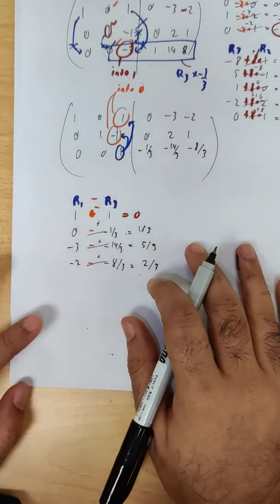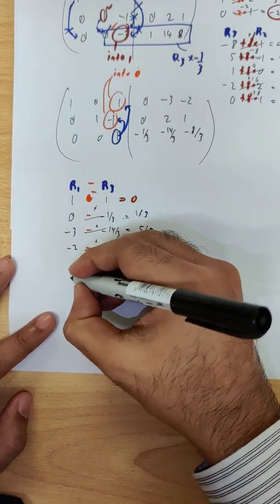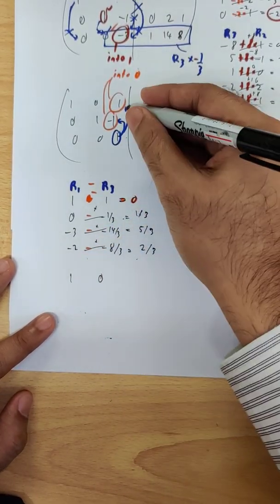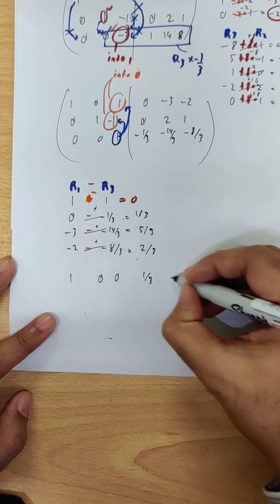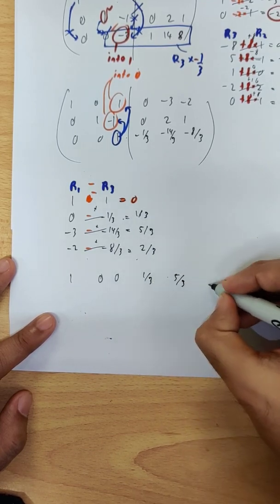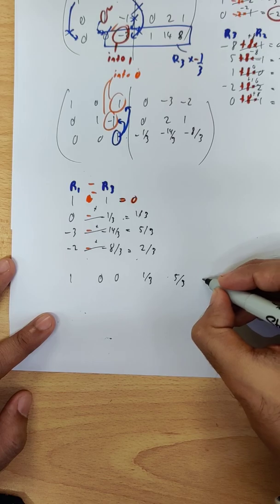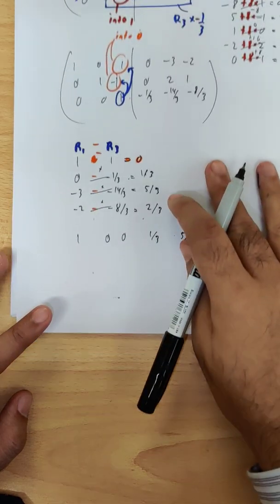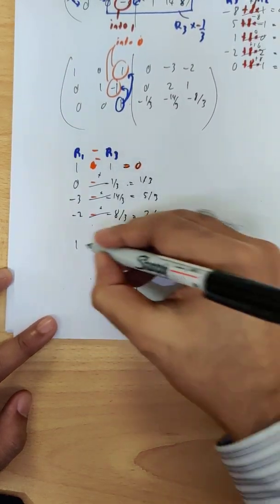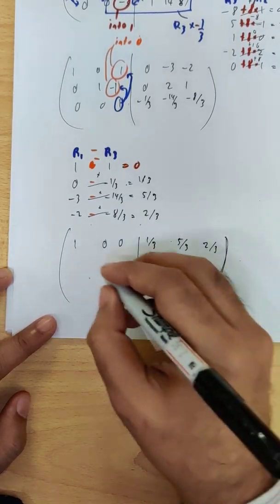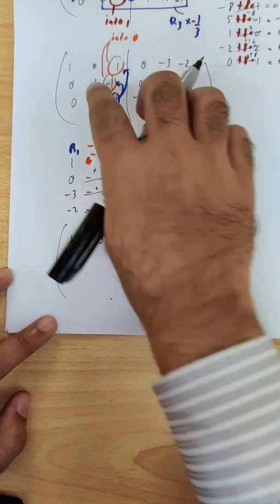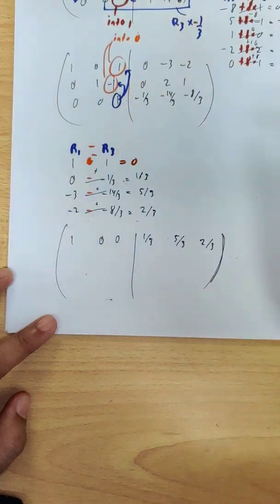Oh, that's crazy. So 1, 0. This 1 becomes 0. 1/3, 5/3, 2/3. Can you do this by yourself? I'll be honest, if I were a student in exams and saw this kind of answer, I'd be a bit shocked. Okay, you need to apply the same thing for row 2.